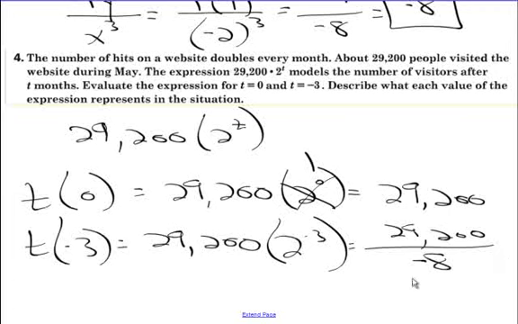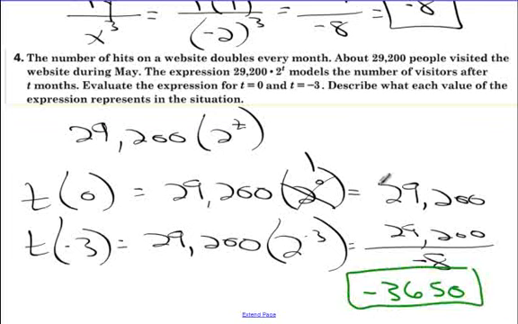So here we're looking at -3650. So we have answered both parts. T of 0, 29,200. T of -3, 3650.